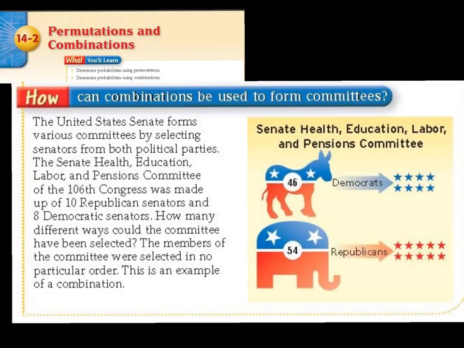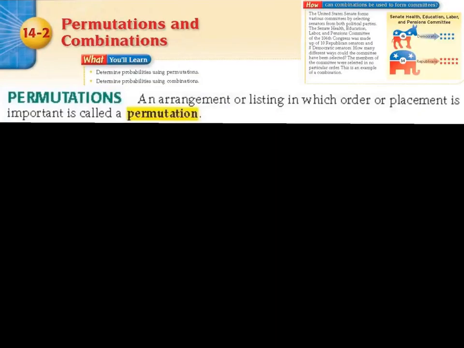The Senate Health, Education, Labor, and Pensions Committee of the 106th Congress was made up of 10 Republican senators and 8 Democratic senators. How many different ways could the committee have been selected? The members of the committee were selected in no particular order. This is an example of a combination. An arrangement or listing in which order or placement is important is called a permutation.